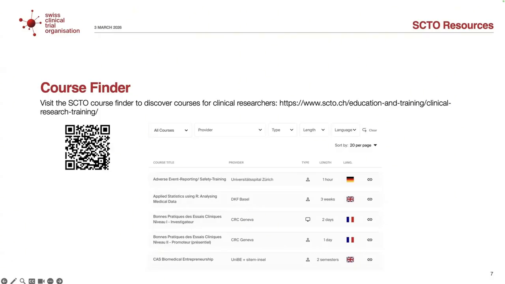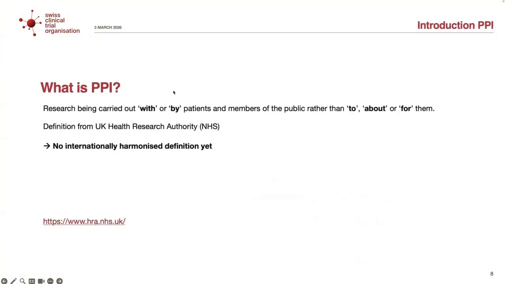Now let me dive into the PPI topic, which is the topic of today. What is PPI? The definition of the UK Health Research Authority, the NHS, is that PPI is research carried out with or by patients and members of the public rather than to, about, or for them. There is currently no internationally harmonized definition yet, including in Switzerland, but this is the definition that we, the SCTO, have decided to endorse.